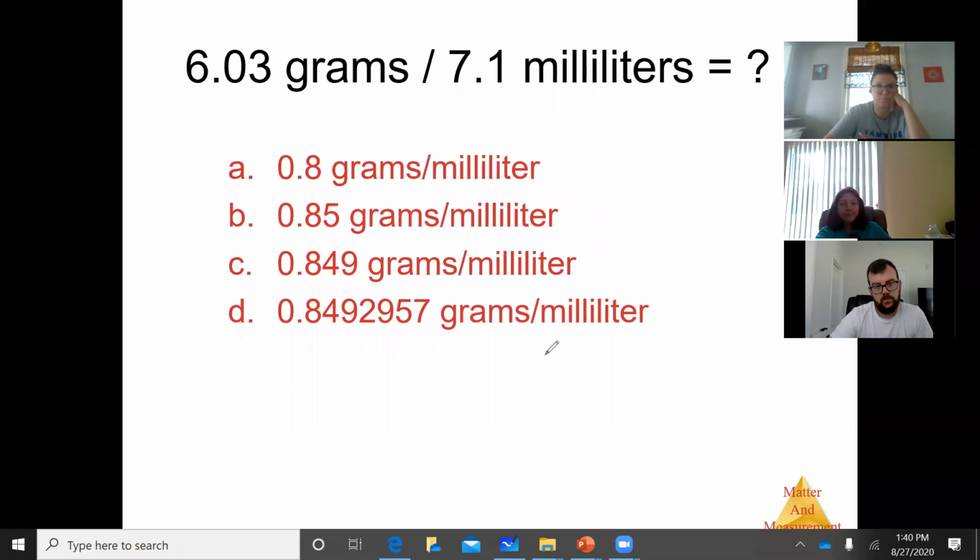Okay, so here we've got a division problem. So we're going to take similar numbers, take 6.03 grams, and we're going to divide it by 7.1 milliliters. And we want to come up with a final answer that is correctly rounded. So all of those numbers that are there are sort of correct, but they're not rounded to the correct accuracy. So go ahead and make that happen.